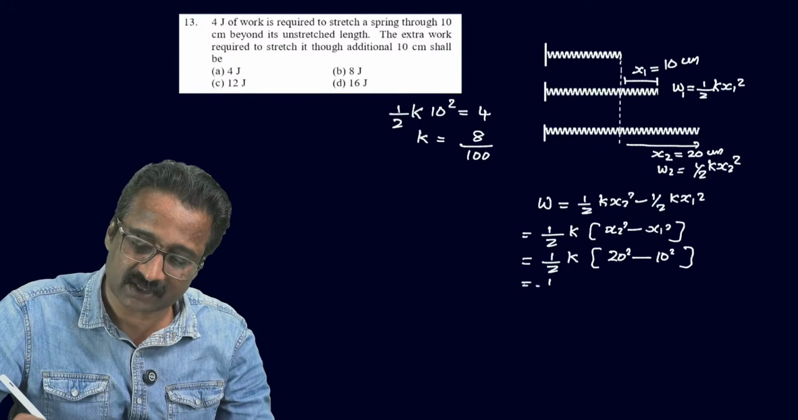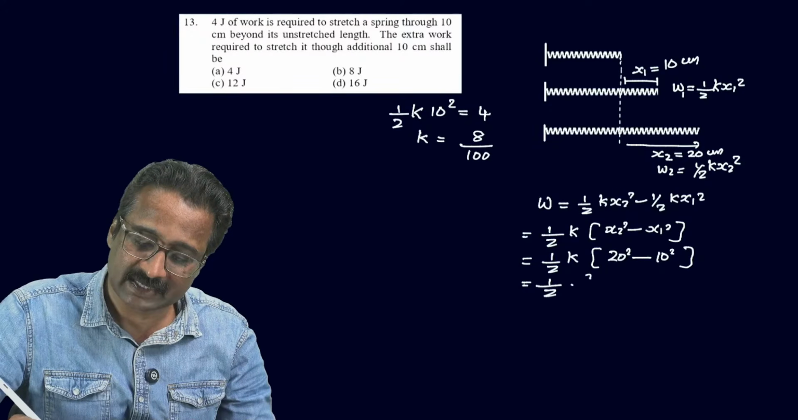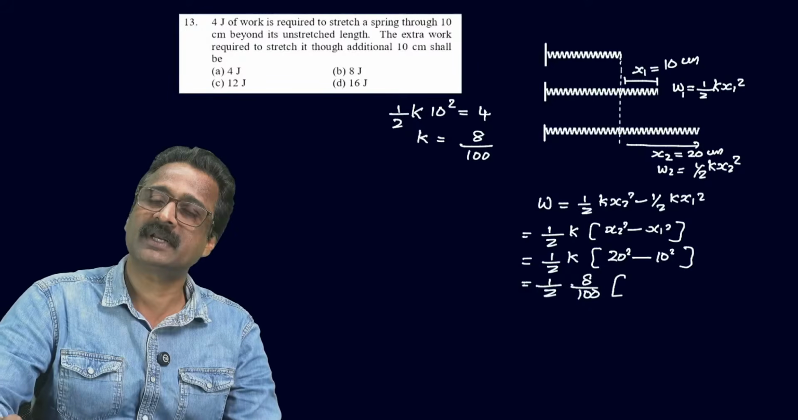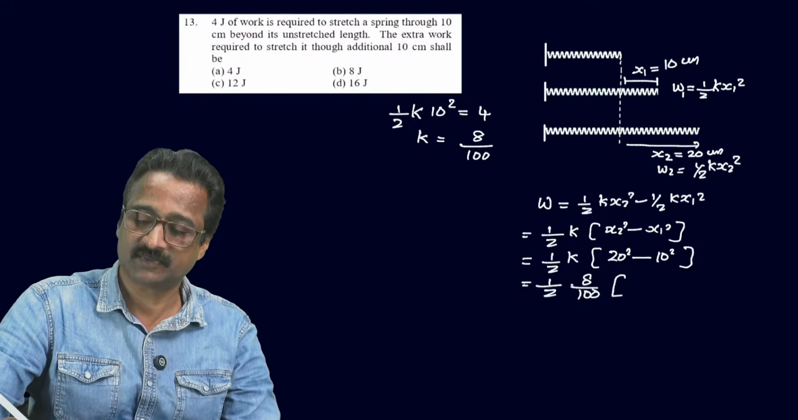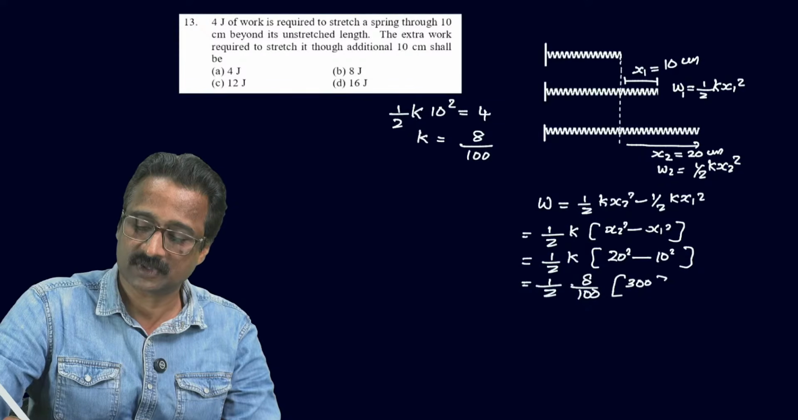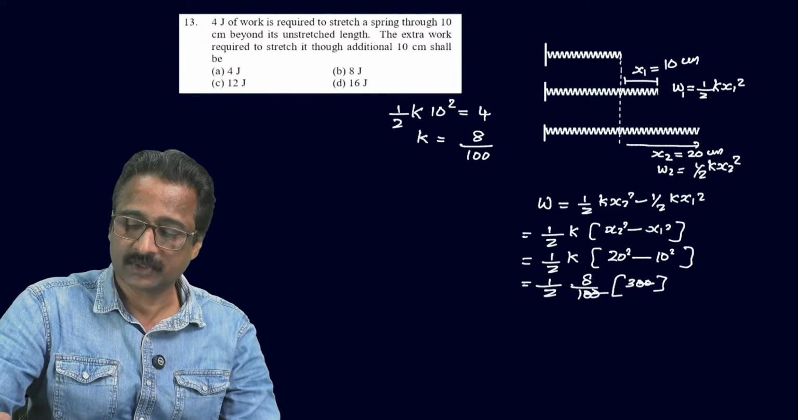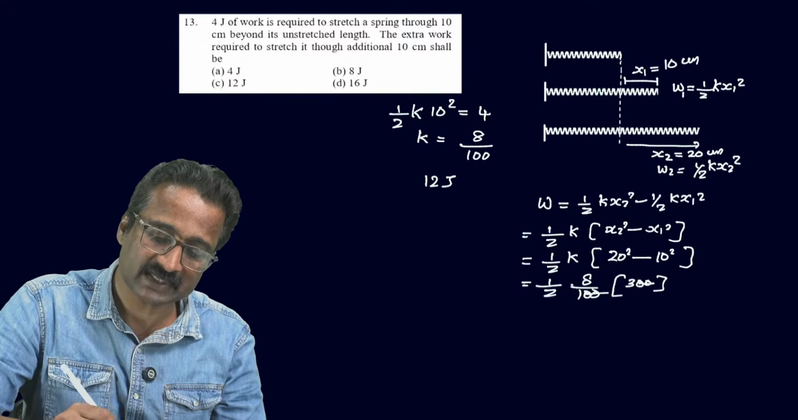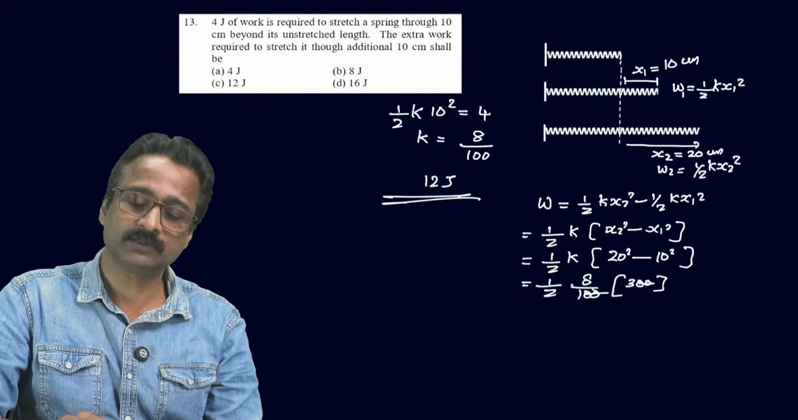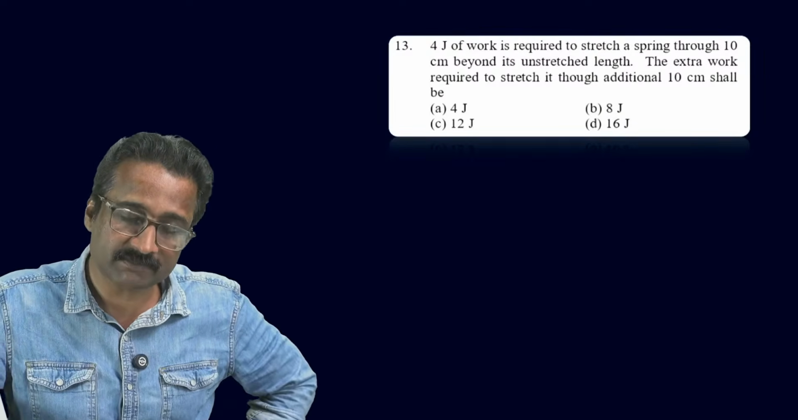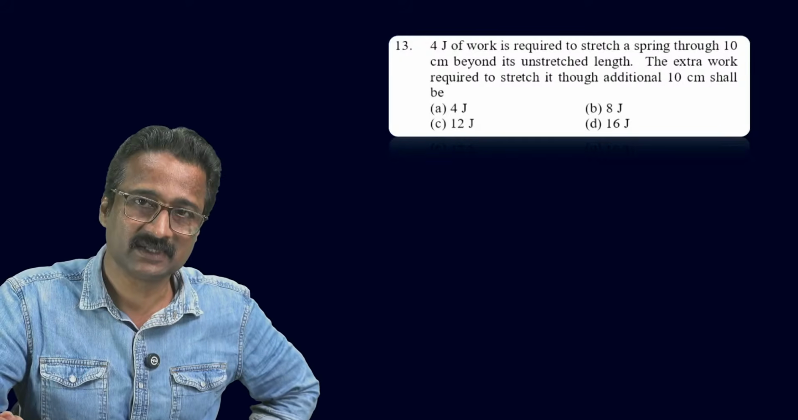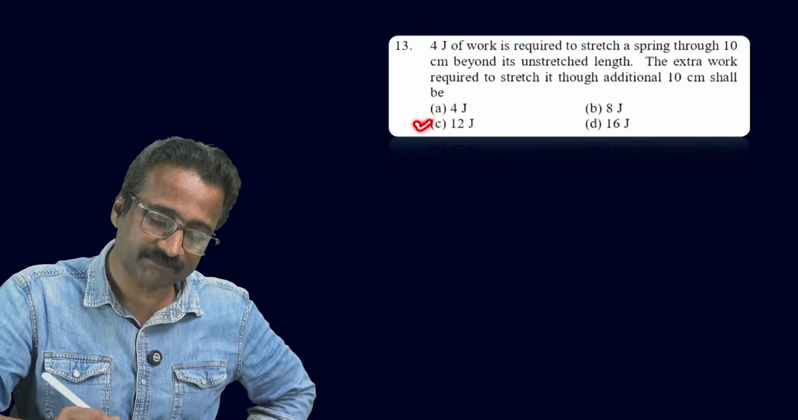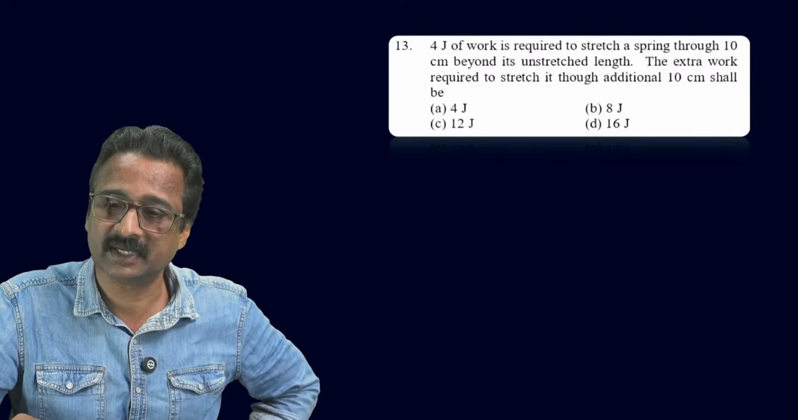So finally here comes my answer. Half into 8 divided by 100 is K. That into 20 squared minus 10 squared means 400 minus 100, which is equal to 300. Okay, so 0 is gone. 24 divided by 2, which is going to be 12 joules. So the answer is 12. 12 joule is the work required to stretch it from 10 to 20, or an additional 10 centimeter. So you must go with option C. That's it. That was question number 13.